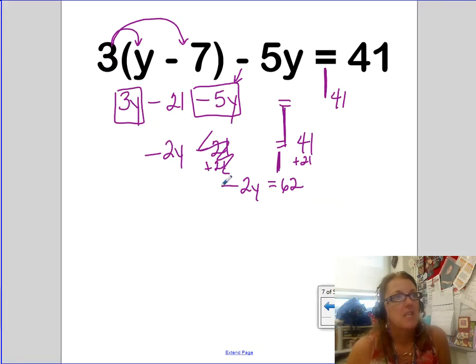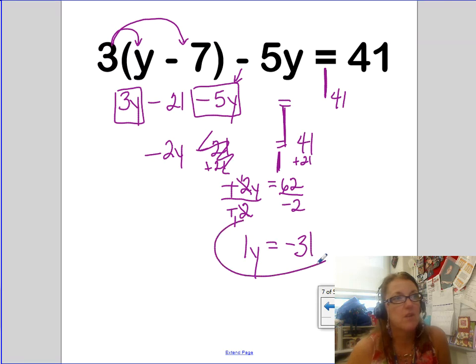All right, next step, I want it to be a positive 1y, so I'm going to divide by whatever I was multiplying by. It's negative 2. Negative 2. Negative divided by negative is positive. 2 divided by 2 is 1, so I get my 1y. Yes! Woohoo! Careful with your signs. This should be negative 31.